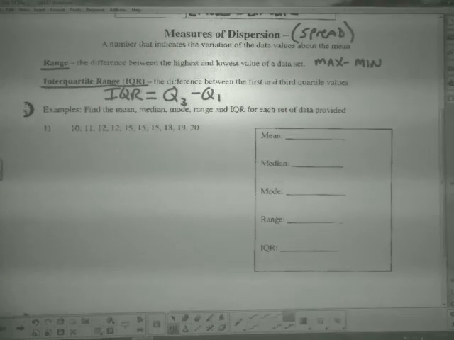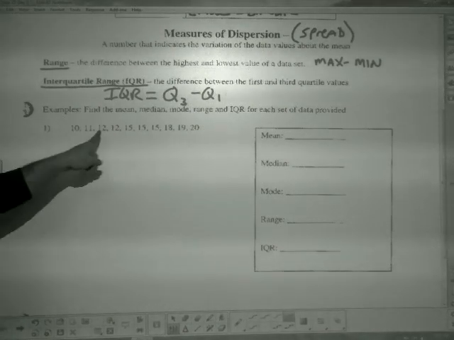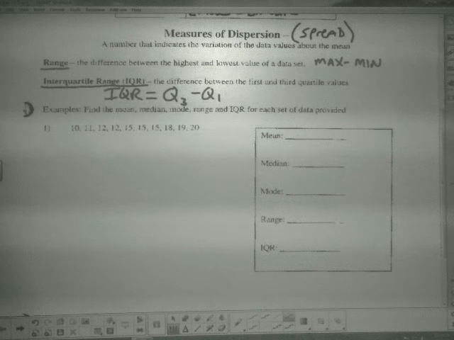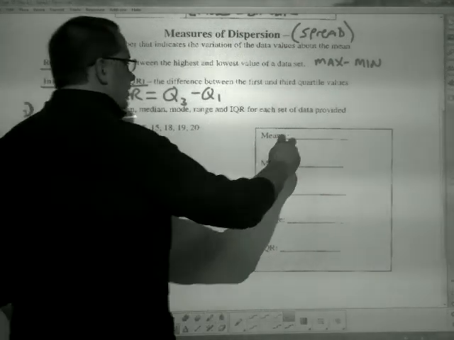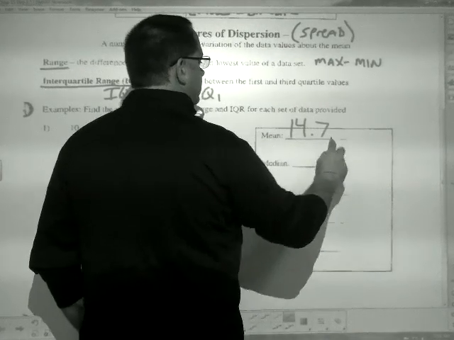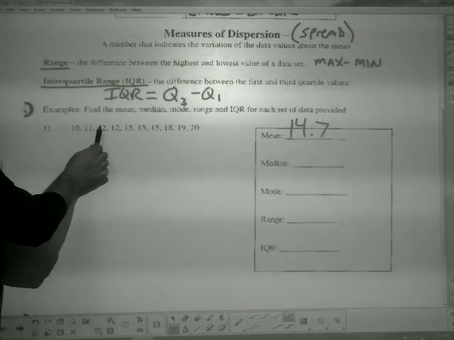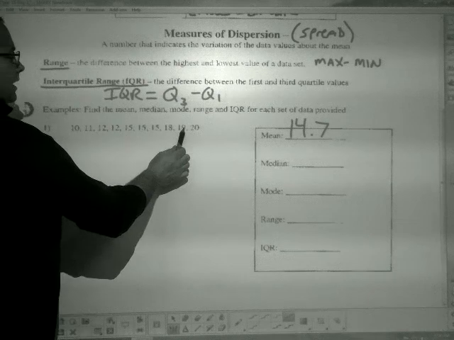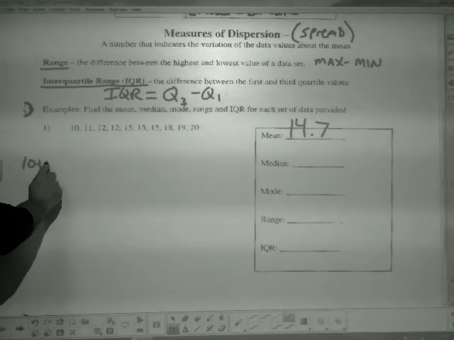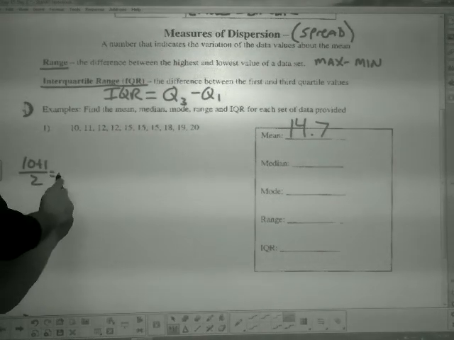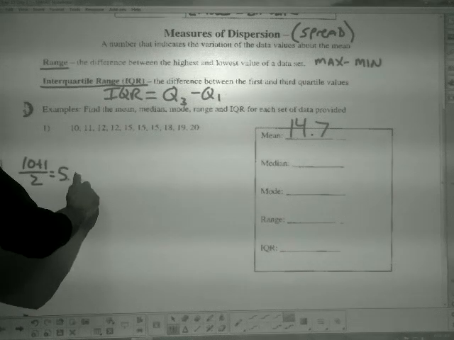All right, so for example, find the mean, the median, the mode, the range, and the interquartile range for the data provided. Well, the mean, I put all these into my calculator, and I divide by how many, and I got 14.7. Okay, so that's one that we're familiar with. Median, though, I need the middle number. I got 1, 2, 3, 4, 5, 6, 7, 8, 9, 10 numbers. So 10 plus 1 over 2, it's 11 over 2, so that's 5.5.